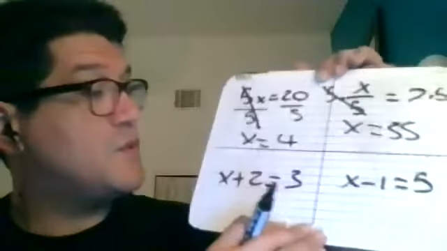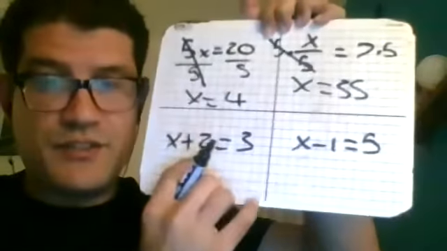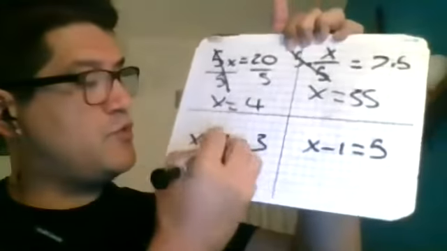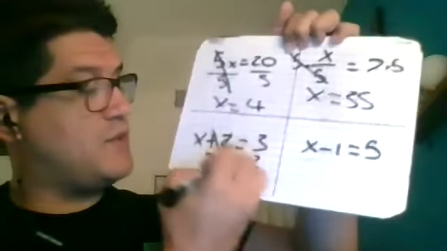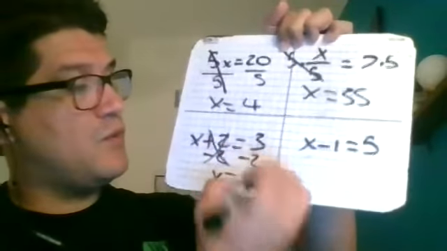Okay? This one over here. What's the opposite of adding 2 to the x? We're subtracting 2. So that makes this go away. So we subtract 2 over here, and x equals 1.